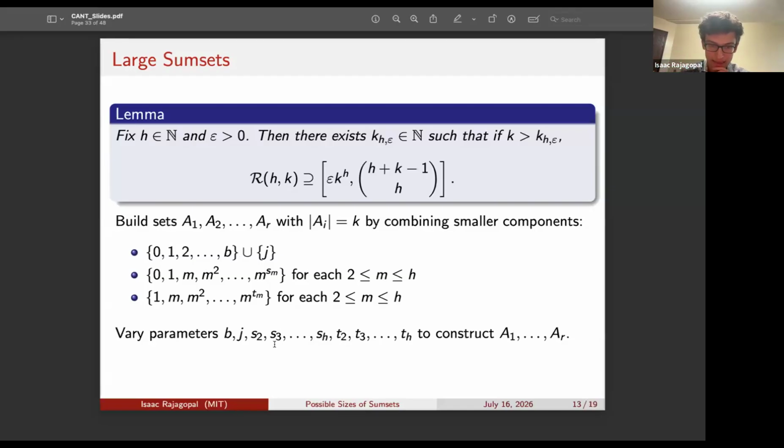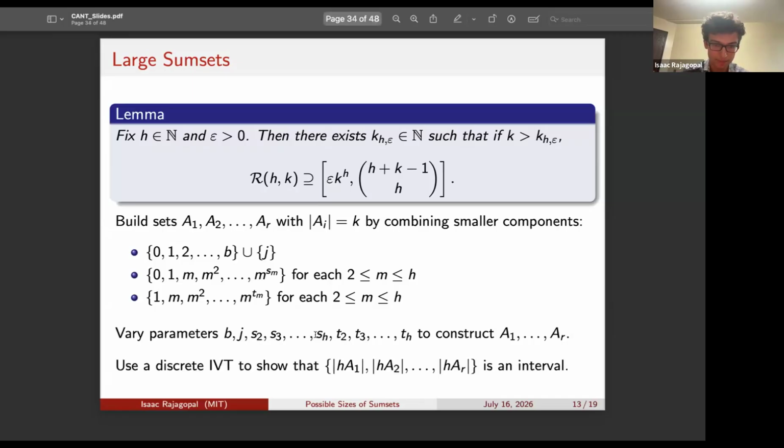And so as long as you set the hours hand and then the minute hand and then the second hand, you can get every possible time. And you have a similar thing with these sum set sizes. I also think about it in a similar way to an intermediate value theorem.